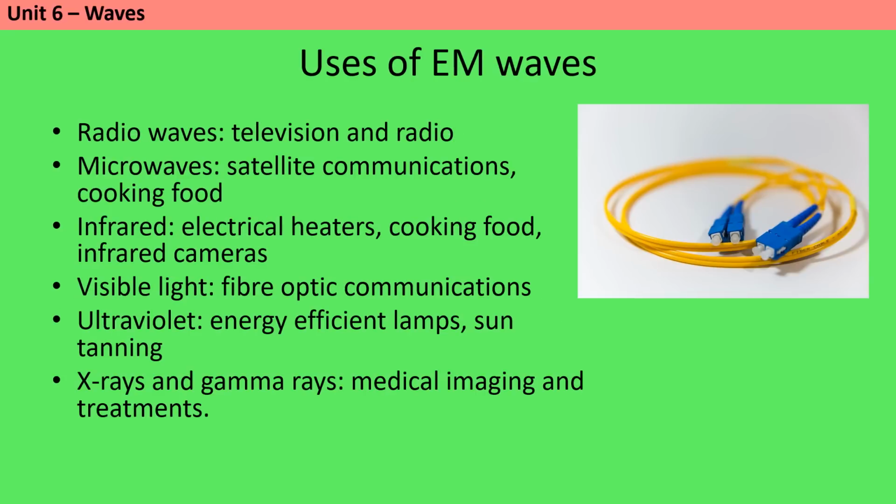Electromagnetic waves are really useful, and you need to know what each portion of the spectrum is used for. Radio waves are used for both television and radio broadcasting. Microwaves can be used for satellite communications, like sending text messages, but also for cooking food in a microwave oven. Infrared radiation is used in electrical heaters, but also to cook food, and also in infrared cameras, which can detect body heat for things like manhunts in the dark when the police are chasing someone. Visible light is used in fibre optic communication, like broadband. Ultraviolet light is used in energy efficient lamps, but also in suntan beds. And then X-rays and gamma rays are used in medical imaging and also in treatments such as radiotherapy.